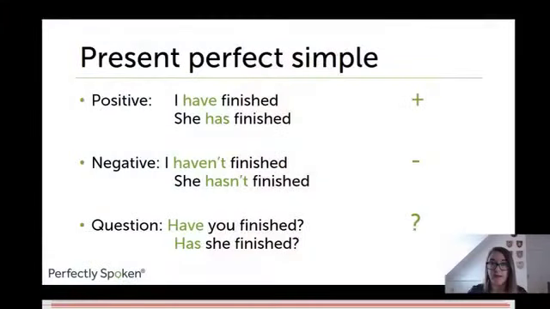Okay, so in a positive sentence, I have finished, she has finished. In a negative sentence, I haven't finished, she hasn't finished. And in a question, you just invert. Have you finished? Has she finished? So it's quite straightforward, the form. It's very easy. You just need to be careful if you're using the third person, then you need to use has instead of have.